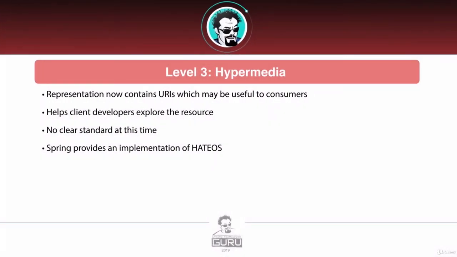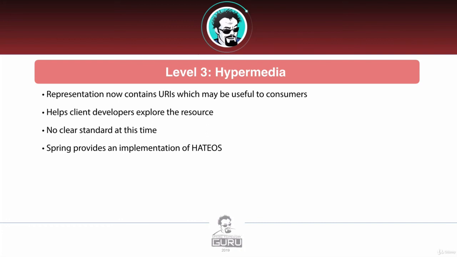Now the next level, the final level, is going to be hypermedia. So now the representation that we get back from the server is going to contain URIs that are useful to consumers of that API. And what this is going to do is help client developers explore the resource. There's not really a clear standard at this time. There is an implementation called HATEOAS, or HatOS, I think some people say. I could be very wrong on that. But Spring does provide an implementation of this. The standard is kind of evolving. To my knowledge, there isn't a specific standard on this, but HATEOAS is a standard representation, and people are trying to get to a standard on this, because right now it kind of depends on developers to explore the resource. If we can get to a specific standard, now we can use this to programmatically explore the resource. So kind of an important distinction there.